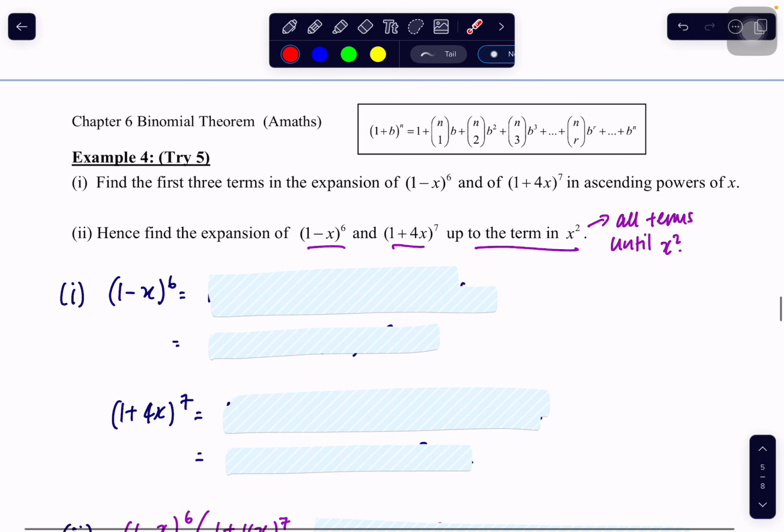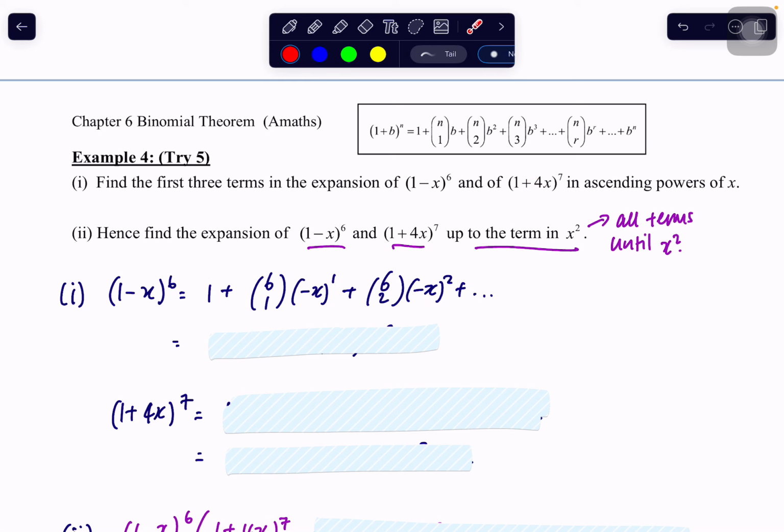Next example, try 5. Okay, the question again wants us to find the first three terms of 1 minus x to the power of 6 and 1 plus 4x to the power of 7. Okay, so using my binomial theorem, start off with the first term 1, plus 6 choose 1, the second term negative x raised to the power 1. Okay, 6 choose 2, negative x raised to the power of 2, and so on.